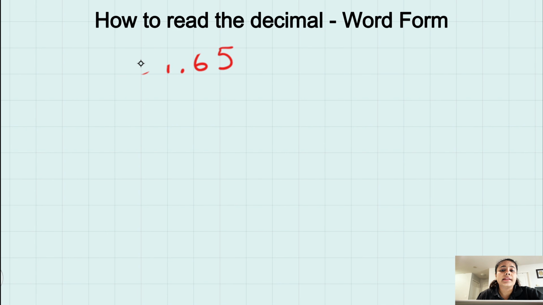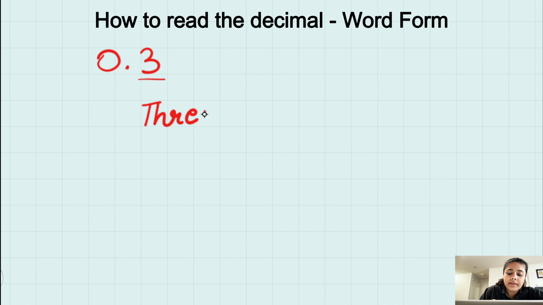But if we want to write this in a word form, let's say our number is 0.3. This is the standard form of the number. Let's write it in the word form. So, what place value is the 3 at? Tenths, right? So, it will be 3 tenths.